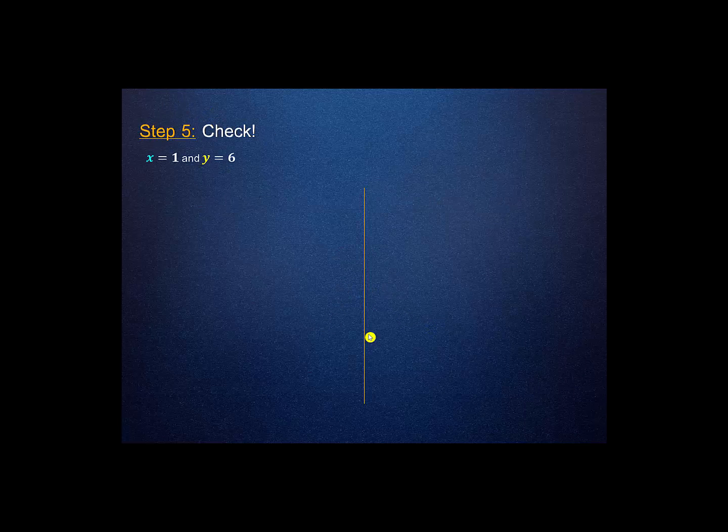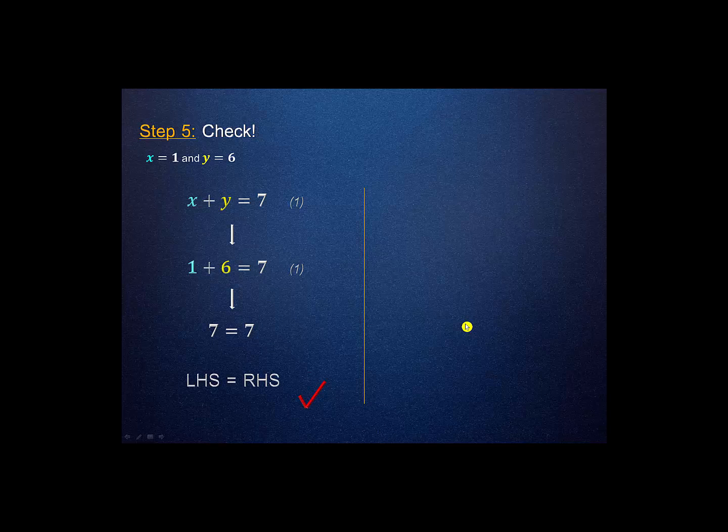For step 5, I want to show you that if you are ever uncertain, you can substitute the two solutions back into the two equations to check that your solutions are correct. For equation 1, we have x plus y equals 7. We know x equals 1 and y equals 6. So our left-hand side will be 1 plus 6, which is equal to what? 7. And our right-hand side is also equal to 7. So these two solutions satisfy equation 1.